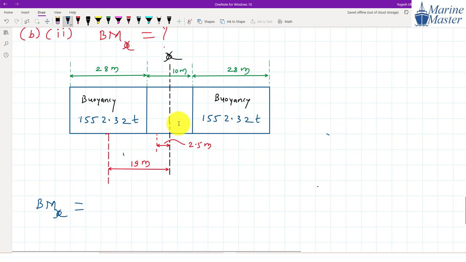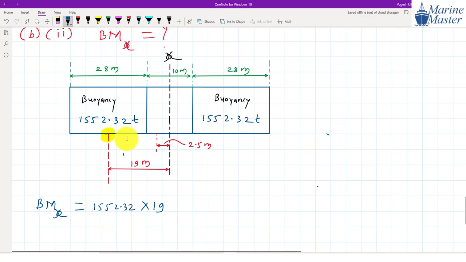So see, suppose we are considering the left hand side. On the left hand side we have what? The buoyancy force in this compartment, and for this compartment the buoyancy force is what? 1552.32. This buoyancy force acts in this compartment. But where will this buoyancy force act guys? It will act here, at the center of that compartment, and from midship how much is the distance of that point? 19. So multiplied by 19.